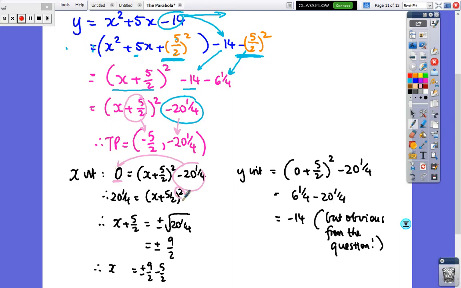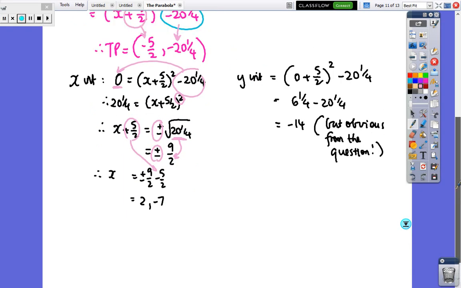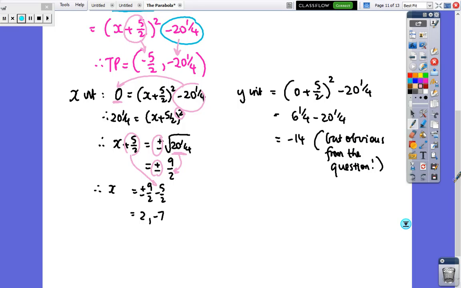To get rid of the square, you take plus or minus the square root. So plus or minus the square root of 20 1/4 is 9 on 2. You've got plus or minus, and then the plus 5 on 2 becomes -5 on 2. So you've got plus or minus 9 on 2, minus 5 on 2. And then the y-intercept is obvious from the question: the y-intercept is -14.